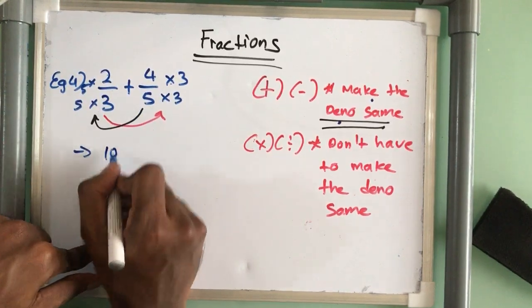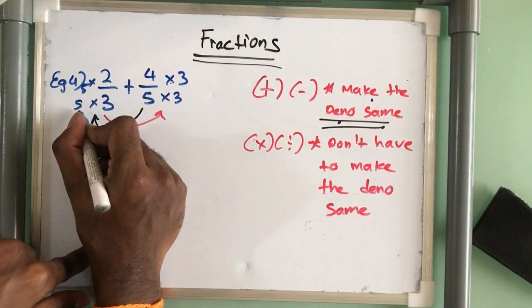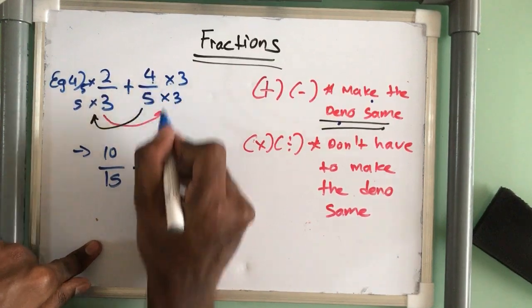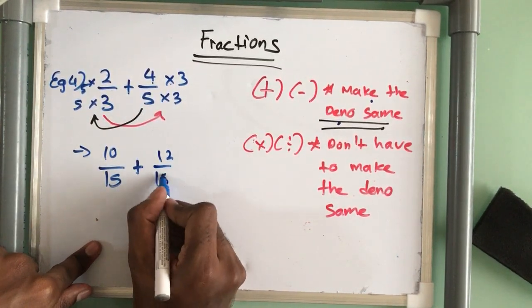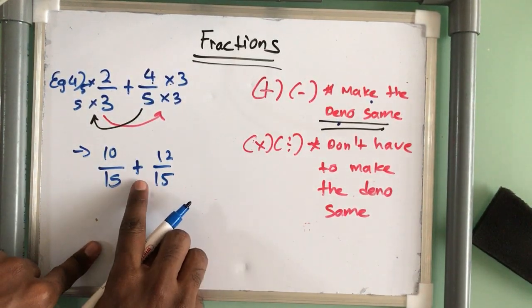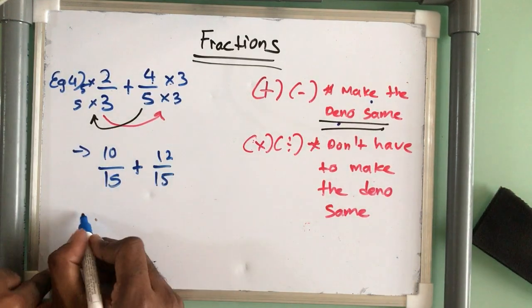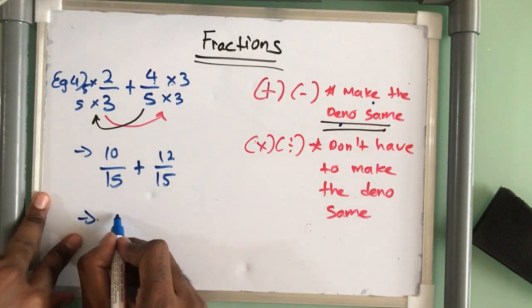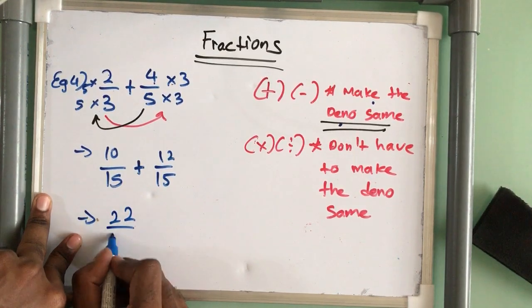5 times 2 is 10 over 15, because 3 times 5 plus 4 times 3 is 12 over 15. Now we can check the addition, and since both bridges are already connected, we can simply add them up. 10 plus 12 is 22 over 15.